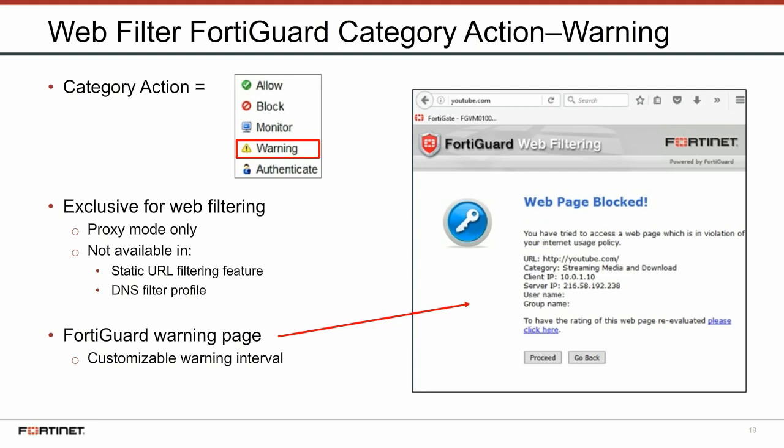The warning action is only available for proxy-based inspection. This action informs users that the requested website is not allowed by the Internet policies. However, it gives the user the choice to go ahead to the requested website or return to the previous website. The warning interval can be customized, so you can present this warning page at specific times according to the configured period.